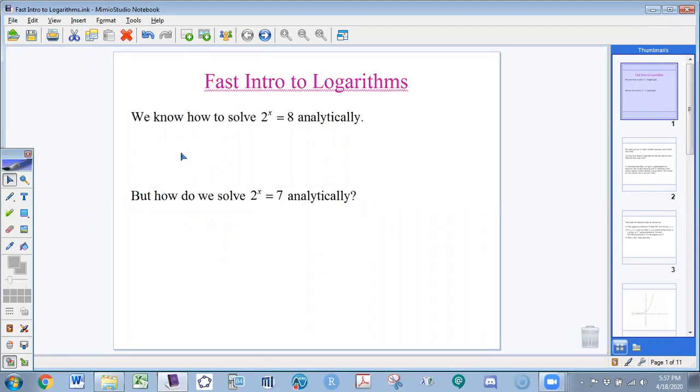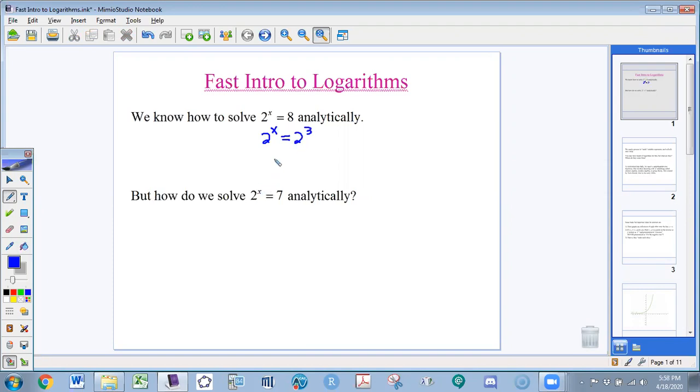So this is a very fast intro to logarithms, just to get us going with this concept. We begin by thinking about our exponential equations we've had before. We know how to solve 2 to the x equals 8. Basically, we get both sides to have the same base, and I know that 8 is 2 to the third.